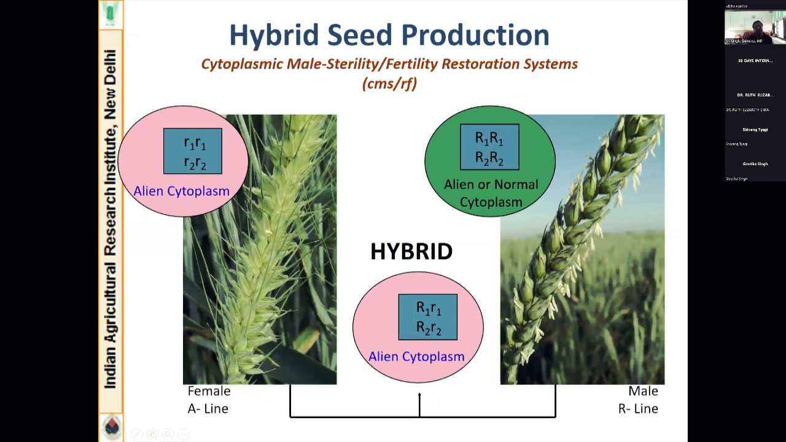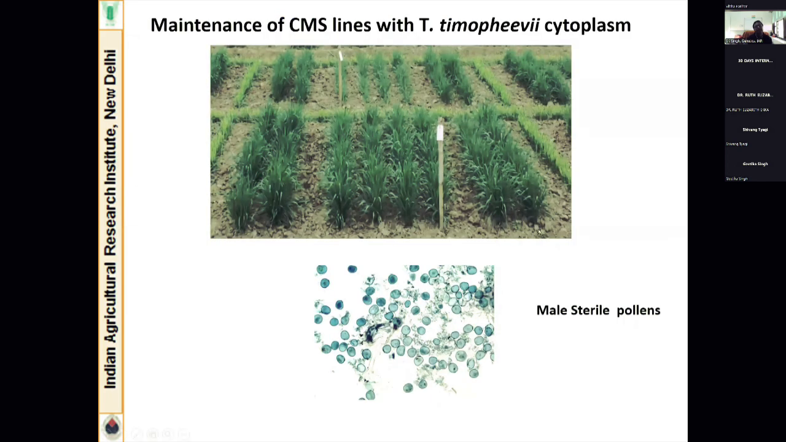I have worked mostly on wheat, so most of the examples will be from wheat only. You can see the male sterile florets and fertile florets, and from these crosses you can get the hybrids with alloplasmic cytoplasm. In the field, it looks like this. Below, you can see the male sterile pollens, which are transparent. And if it is male fertile, it will be dark stained in color.